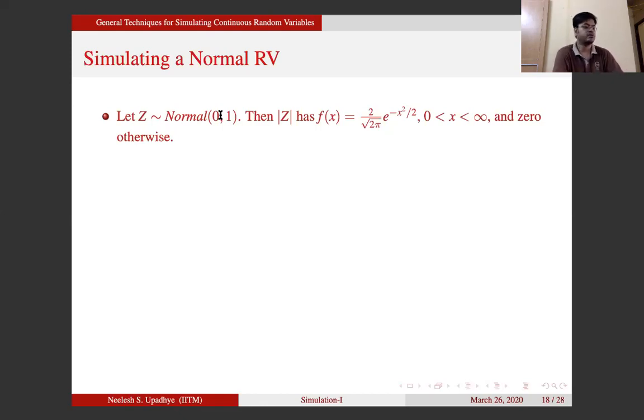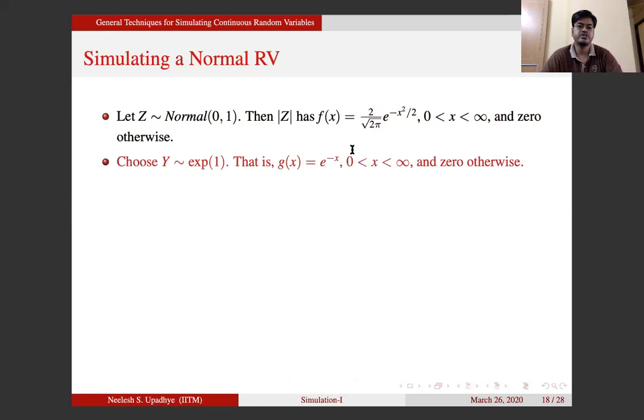Now, once you have got this density, if I am using this rejection method, I need to know which random variable I will consider as y. What is my y following g? In this case, since I have something which is very similar to this particular term, that is an exponential random variable, I will choose my random variable to be an exponential random variable.